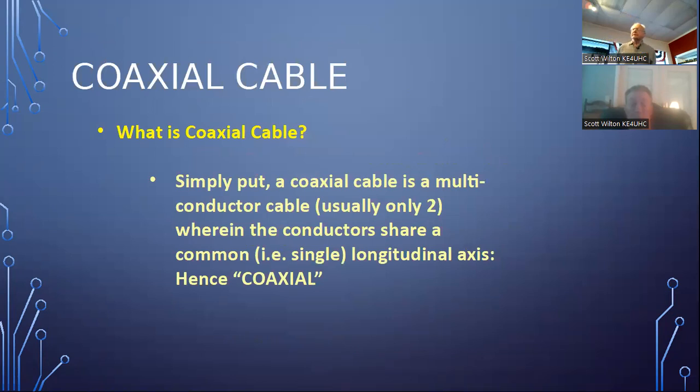Okay, so for those of you who are new to the hobby and new to this, or not familiar with the science, and perhaps some of you who are, what is coaxial cable? Well, simply put, coaxial cable is a multi-conductor cable where both conductors share the same longitudinal axis. Hence the term coaxial. Next.